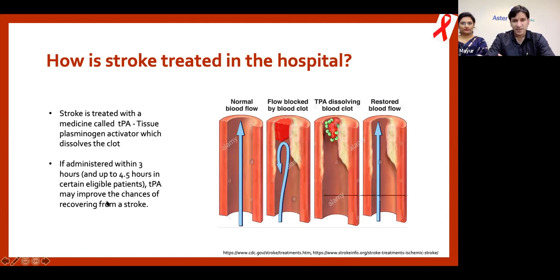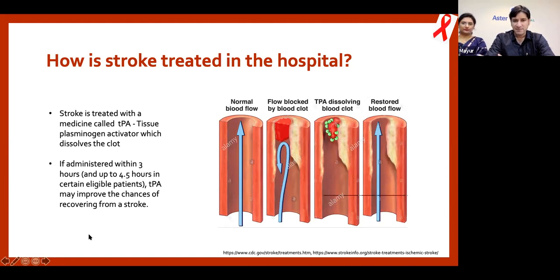If there's a clot in the brain, there is an important drug available if the patient reaches within the first 3 hours, and up to 4.5 hours in certain patients. It is a clot buster. We give an injection known as TPA, which stands for tissue plasminogen activator. This is how it acts: we give it in one of the veins, and it goes through the circulation to the site of the blood clot and helps in dissolving the clot, thereby restoring the blood supply.